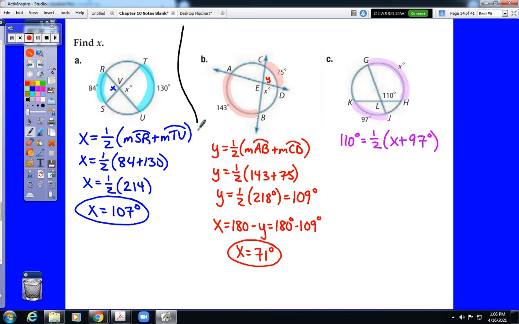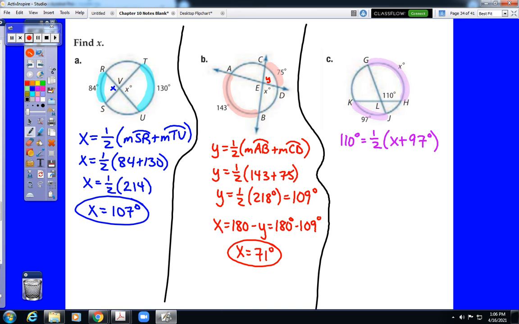So, how do we solve that equation? How do we get rid of 1/2? Multiply by 2. We'll go 110 times 2 and the 1/2 cancels, which gives us 220 equals x plus 97. And then subtract 97. So 220 minus 97 is 123 degrees for our x value.